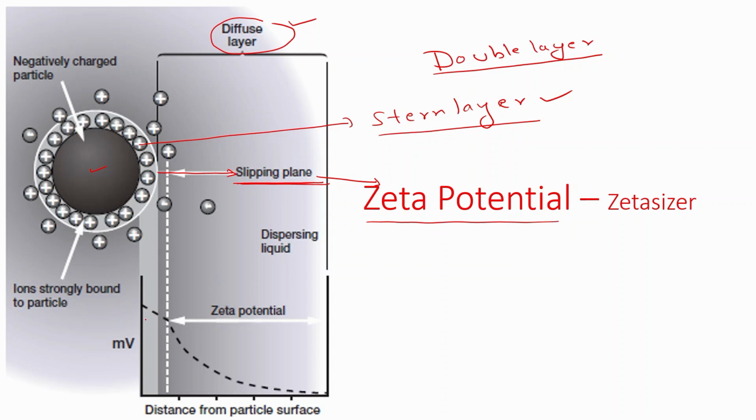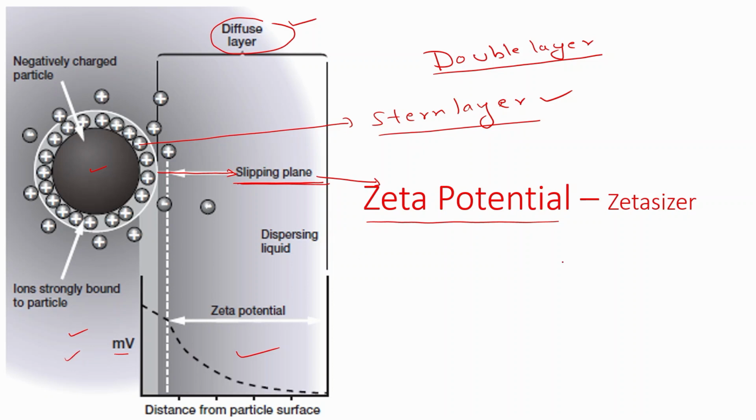Now if we see this graph, the graph between millivolt and the distance from the particle surface is shown. As the distance from the particle surface increases, the zeta potential is decreasing. This is indicated from this graph. It is obvious that as the distance from the particle increases, the zeta potential will decrease. From this slide we can understand it.